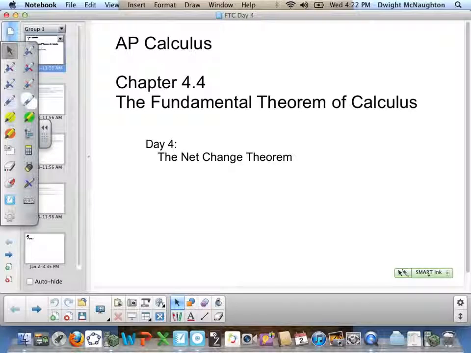Chapter 4.4, the fundamental theorem of calculus. Day 4, the net change theorem.